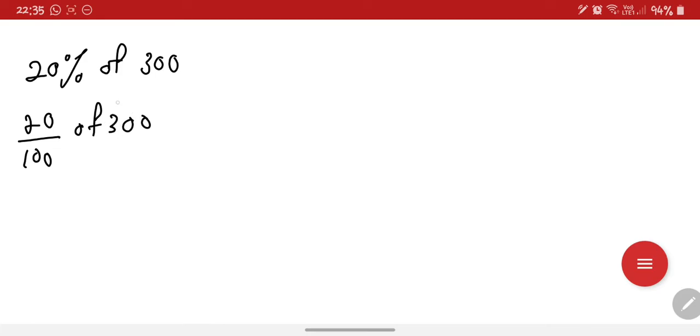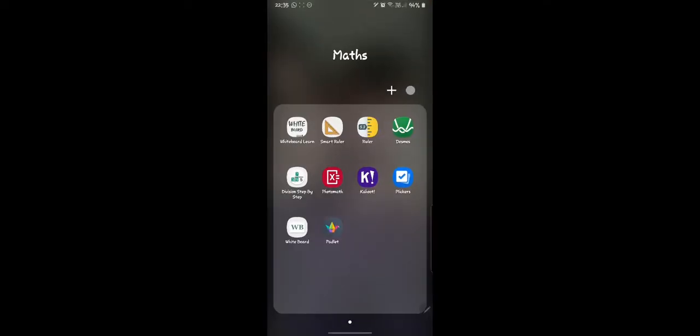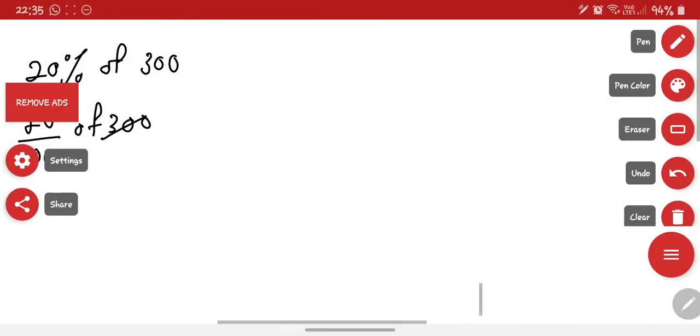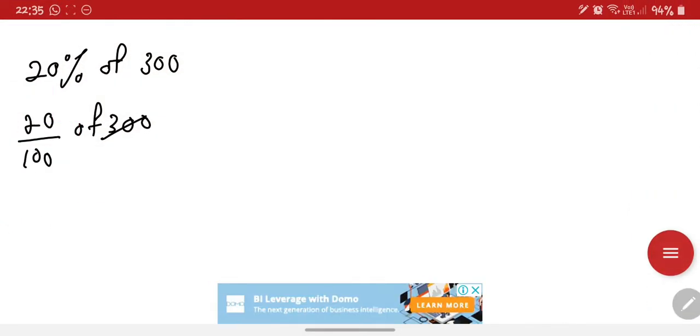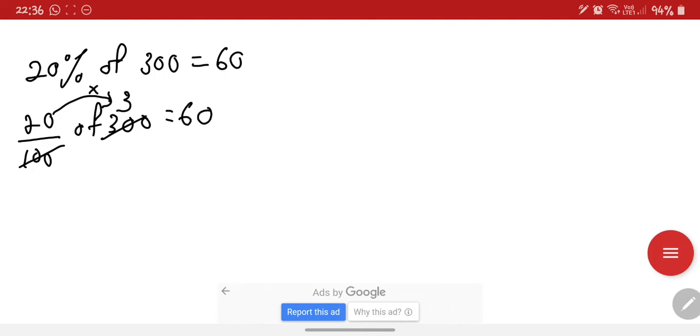Good. It's the whole number here, 300. Divide by the denominator, so you get 3 here. Then you multiply the numerator with the answer. So 20 times 3 is 60. So your answer is 20% of 300 is 60. So that is the method of doing it.